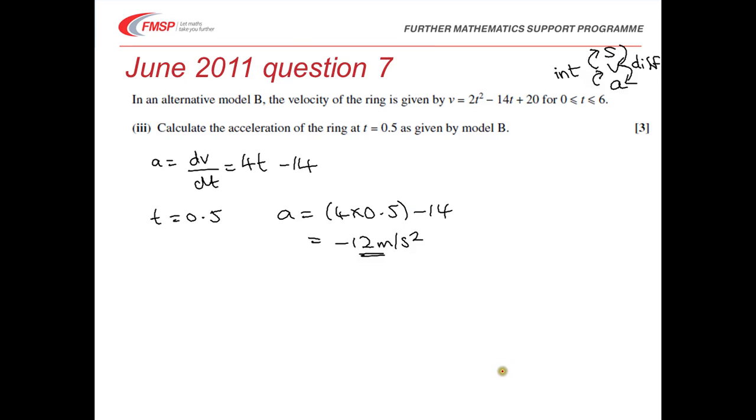Moving on to part 3. You got a method mark for showing that you were differentiating, an accuracy mark for correct differentiation, and an accuracy mark for the answer of -12.